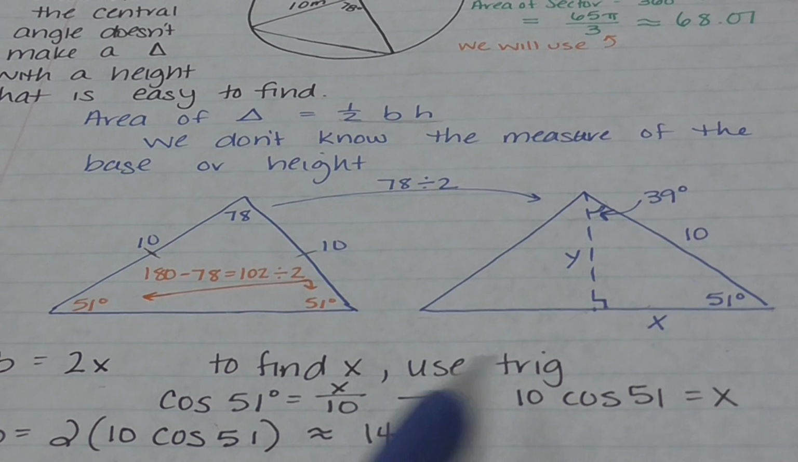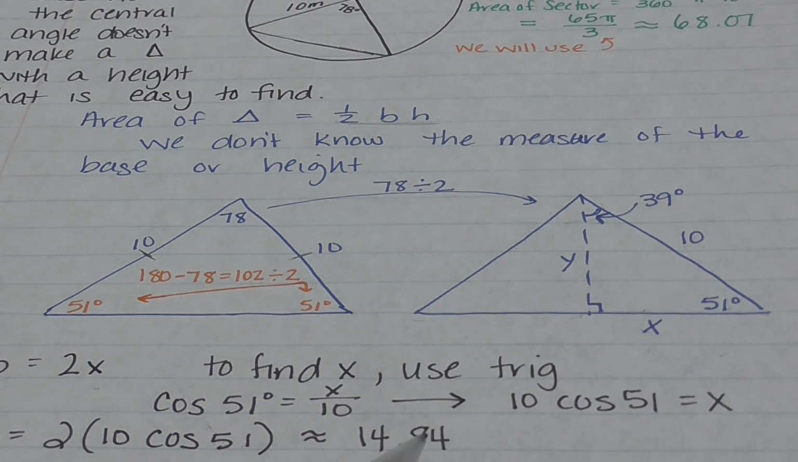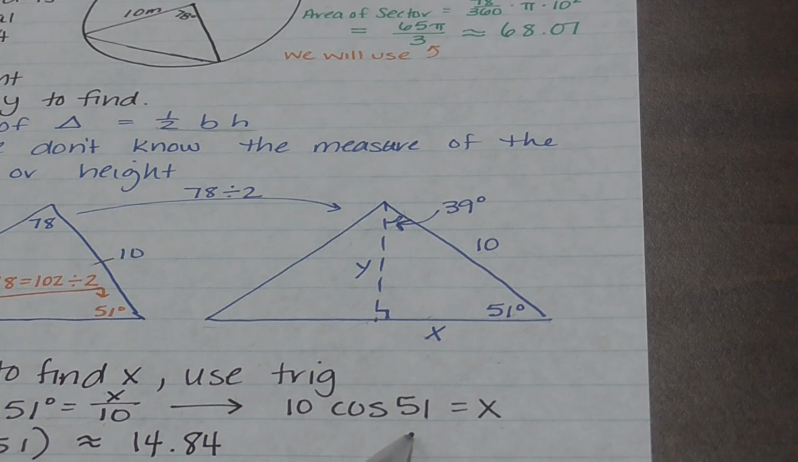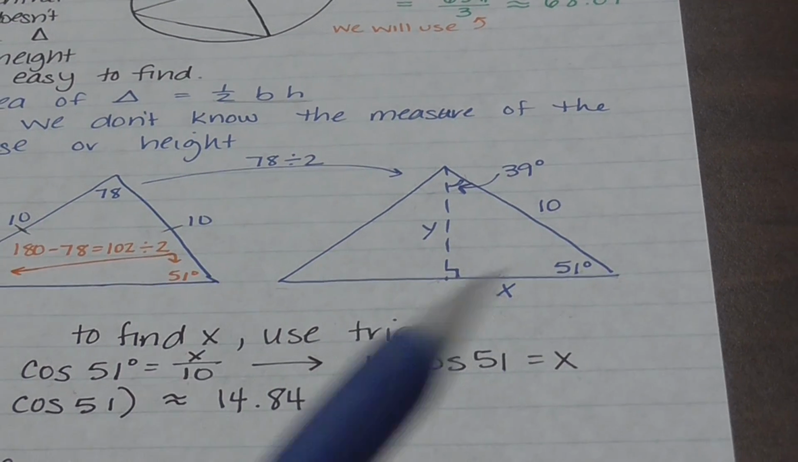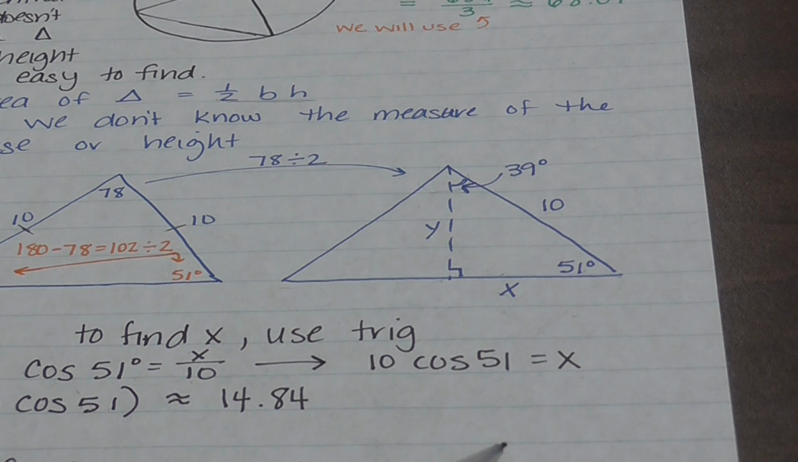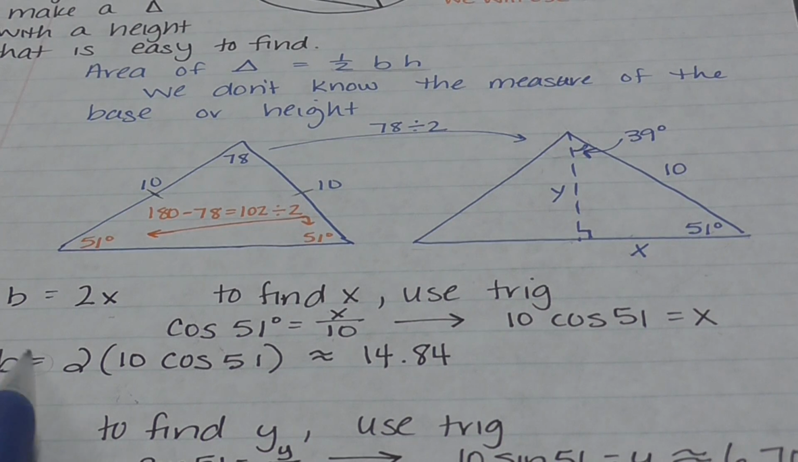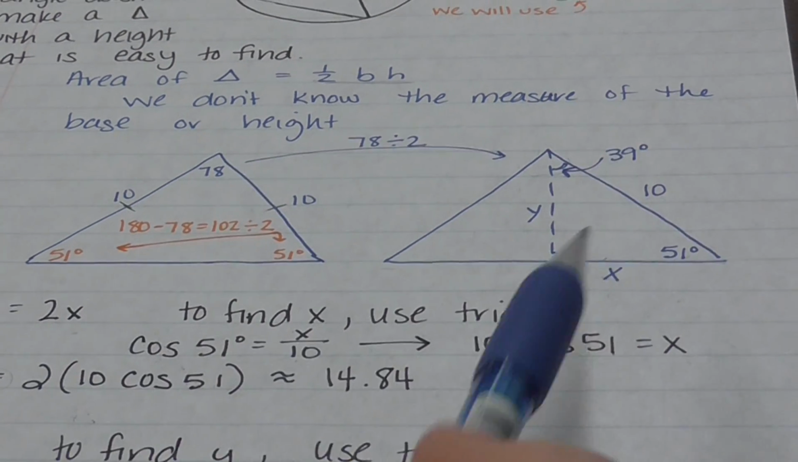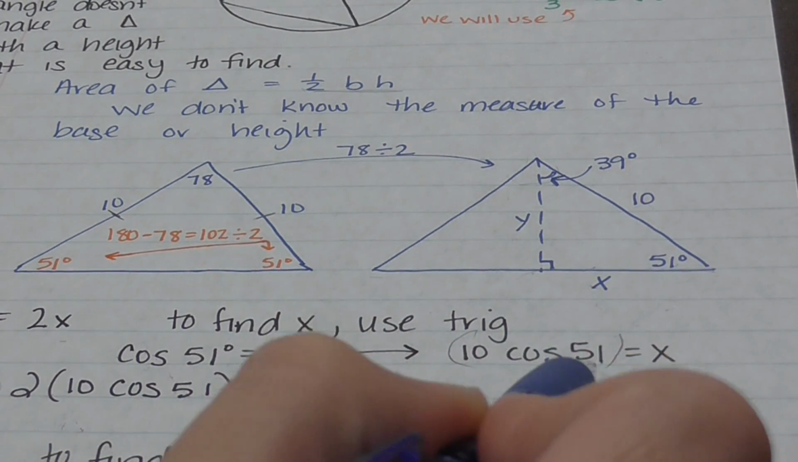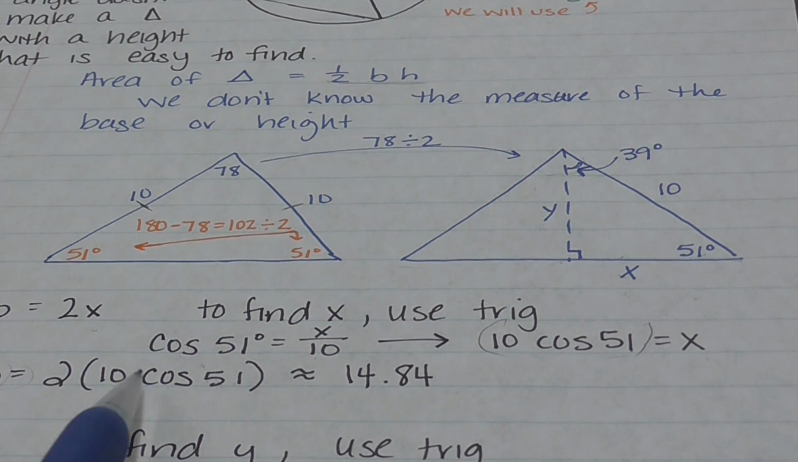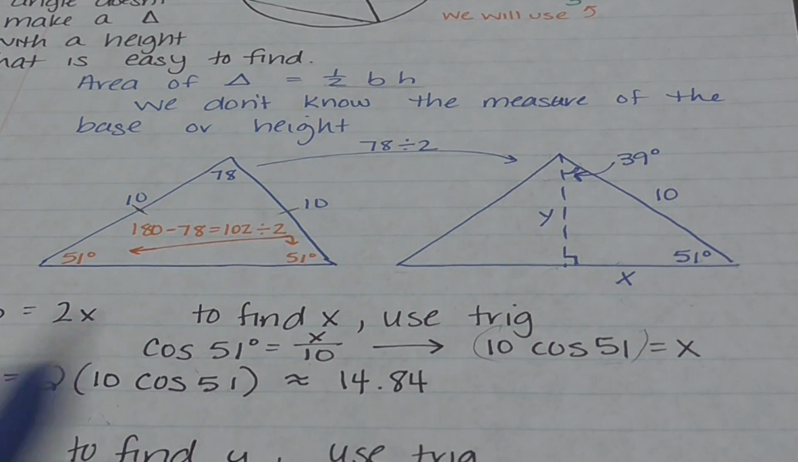I've got cosine of 51 degrees because this is adjacent and hypotenuse. So cosine of 51 degrees equals adjacent over hypotenuse, multiply both sides by 10, and x is going to equal 10 times the cosine of 51. If I've lost you at this point, just stop and start watching this segment again. Okay? Right, so then we know that b equals 2 times x, so I'm going to take this whole thing and multiply it times 2. So in my calculator, one shot, 2 times 10 cosine 51, and it equals approximately 14.84.